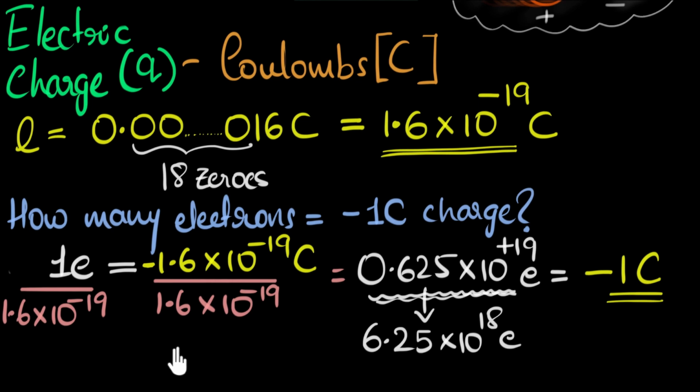So to summarize, what we learned in this video is the unit for electric charge is coulombs. We saw what the charge on the electrons and the protons are. And we also saw how big a Coulomb is. It's equivalent to so many electrons or so many protons, because the protons and electrons have the same value of charge, but one is positive, the other one is negative.